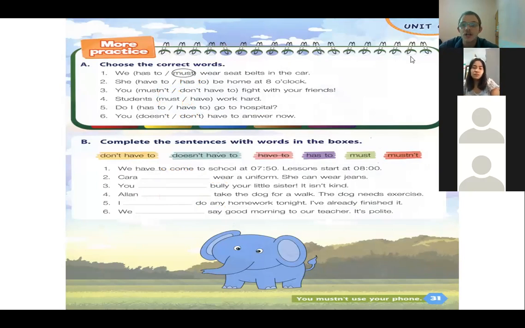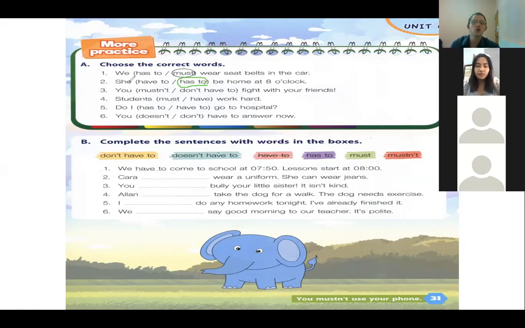So number 8, choose the correct words. We have to, must wear seat belts in the car. So we must wear seat belts in the car. She have to, has to be home at 8 o'clock. What do we think? Has to. She has. Because it is part of the grammar rules. When we have he, she, or it, we use has.